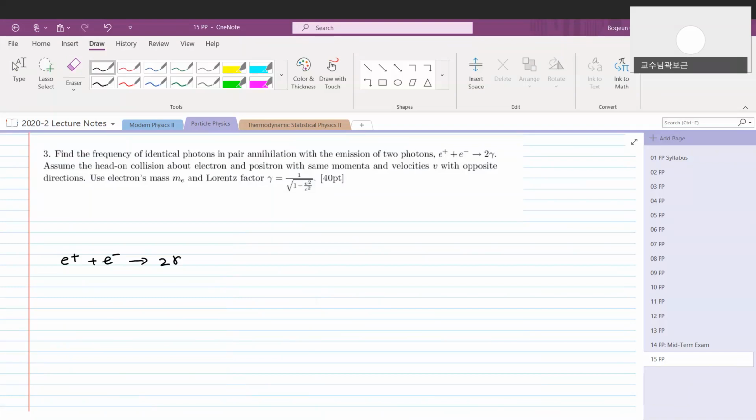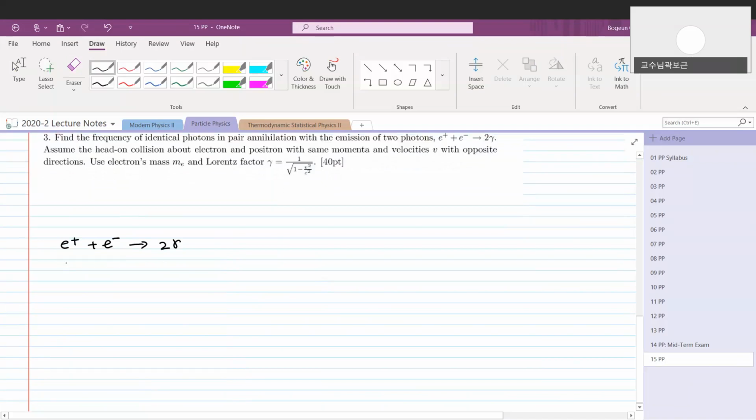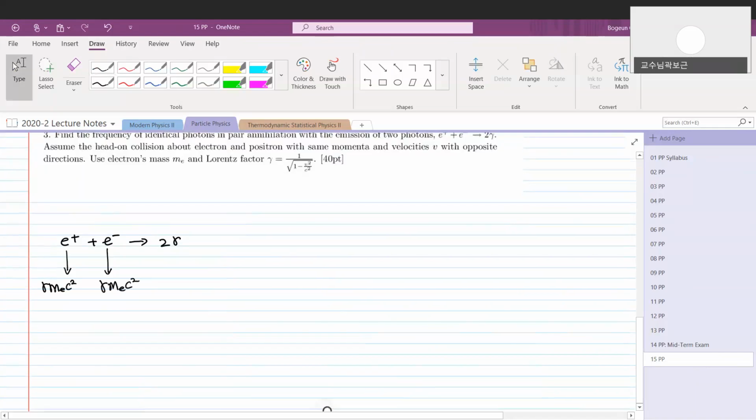So the total energy of such a particle can be written as gamma me c squared, and the electron also has the same energy because it has the same velocity in the opposite direction. So its total energy is 2 gamma me c squared, and it produces the photons.